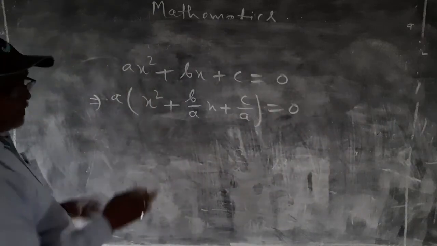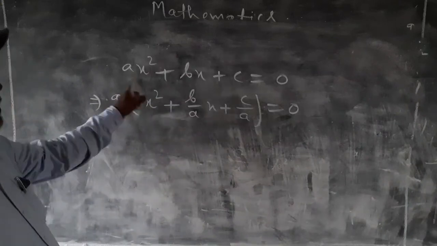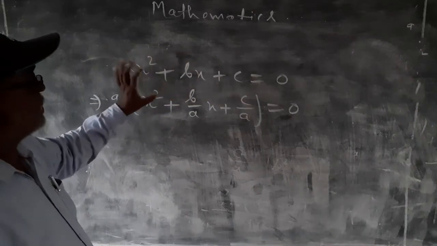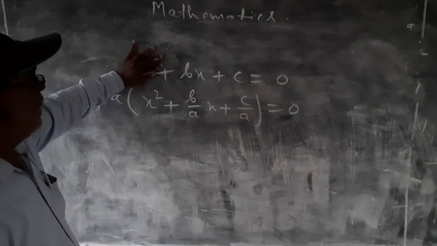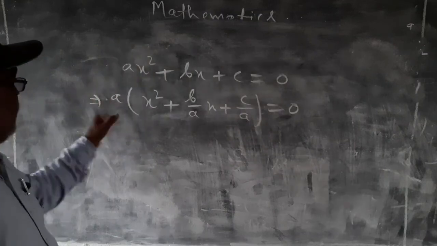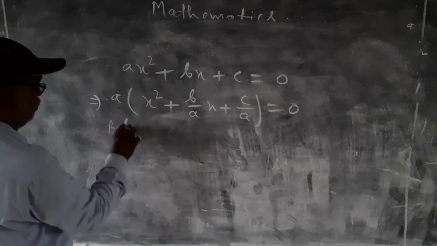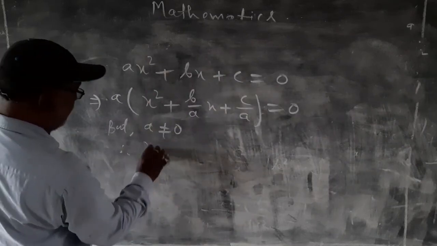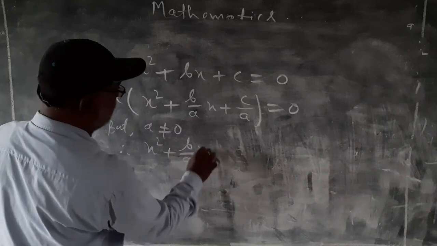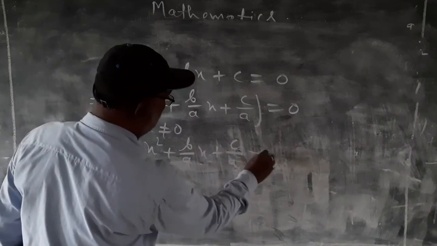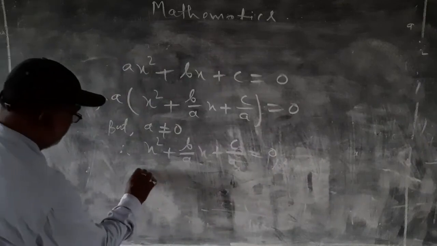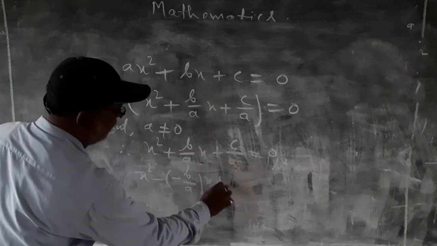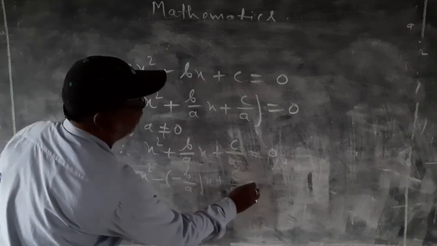Now, a cannot be 0, because if a is 0, then the quadratic equation vanishes. This quadratic equation is not a quadratic equation if a is 0. This term will vanish. 0 into something is 0. Therefore, a is not 0, because this was a quadratic equation. Therefore, x square plus b by a x plus c by a equals 0. Now, you can write it as x square minus (minus b by a) x plus c by a equals 0.